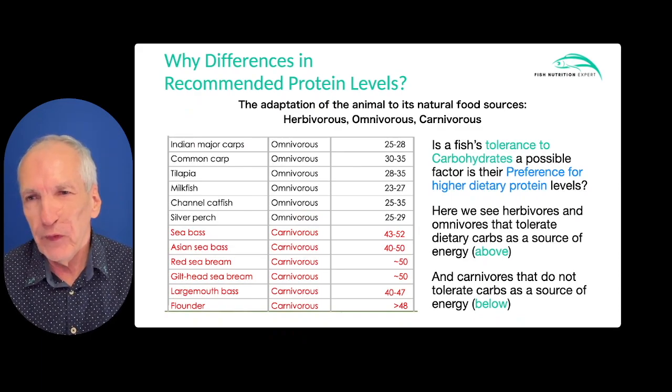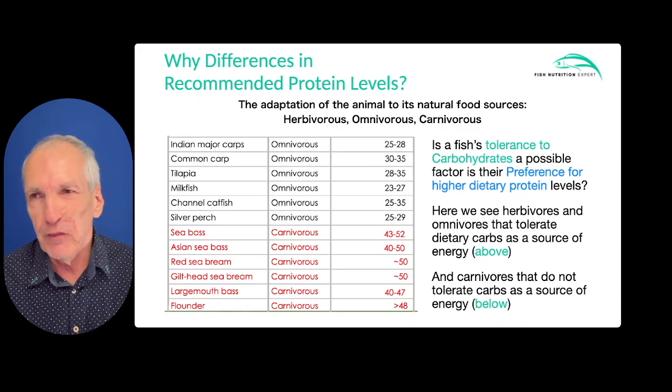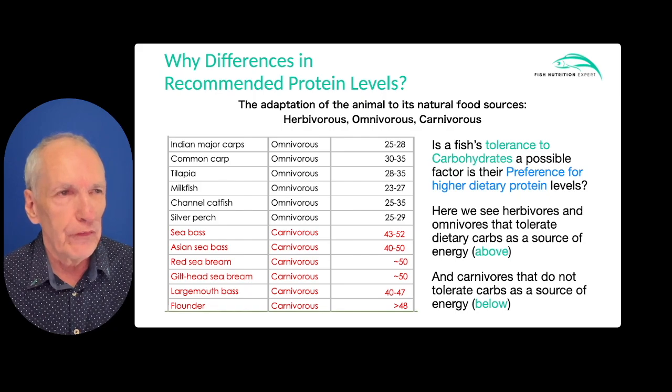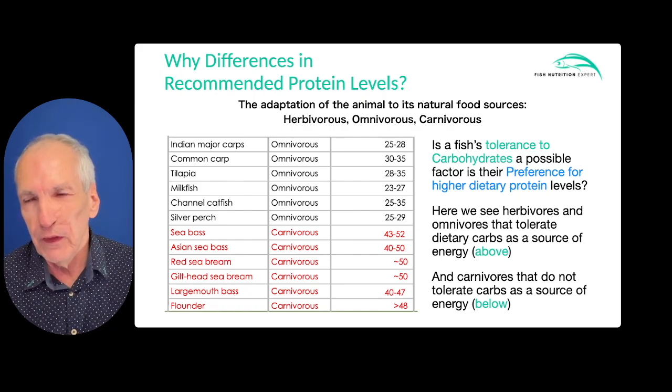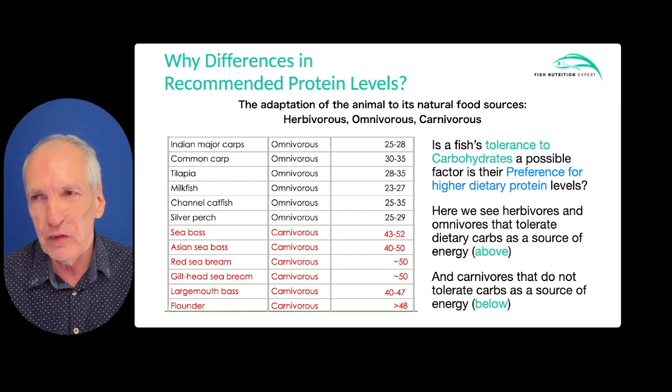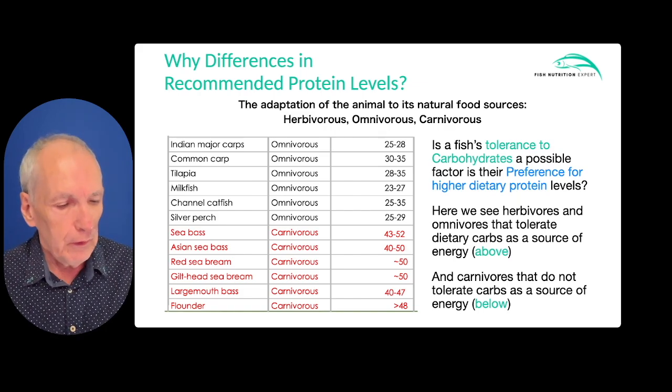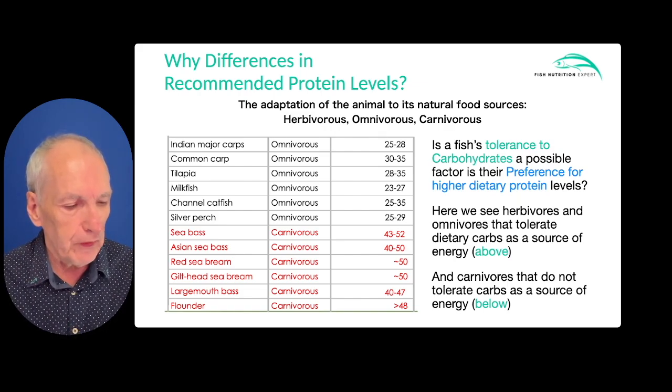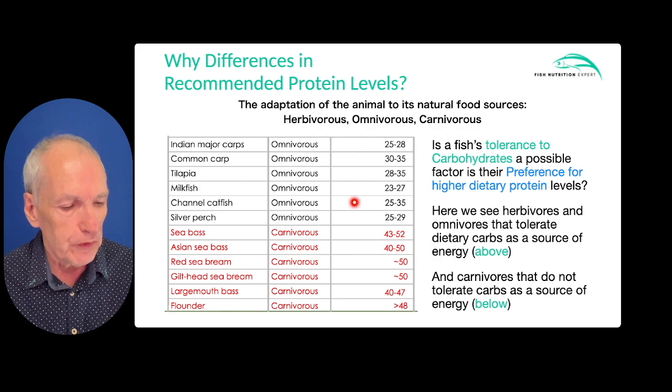Now, we've seen already in that previous table that there are differences in our recommended protein levels, and this really depends on the adaptation of the animal to its natural food sources, whether it's a herbivorous fish, an omnivorous fish, or a carnivorous fish. And in this table, we can see that we have at the top a bunch of omnivores. Now, I wouldn't necessarily consider an Indian major carp an omnivore.